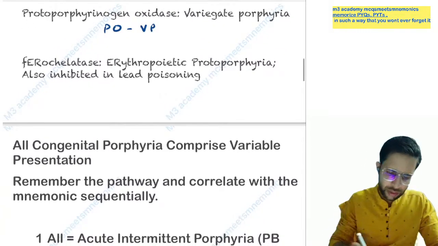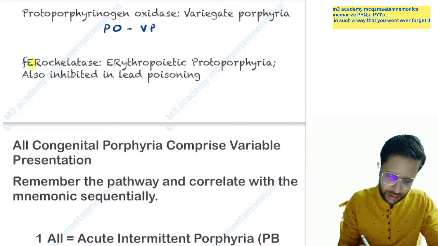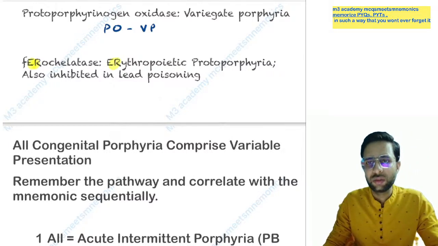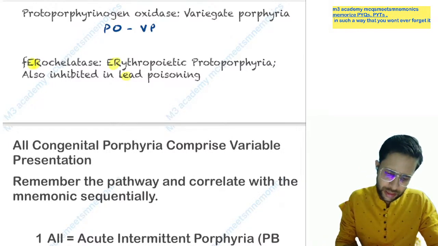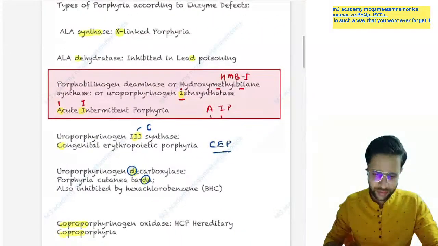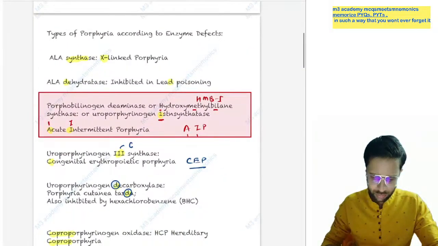Now ferrochelatase has E, ferro ER, and erythropoietic protoporphyria, both have the ER. And lead also has the E. So in this way you can remember the enzymes in the different types of porphyria.